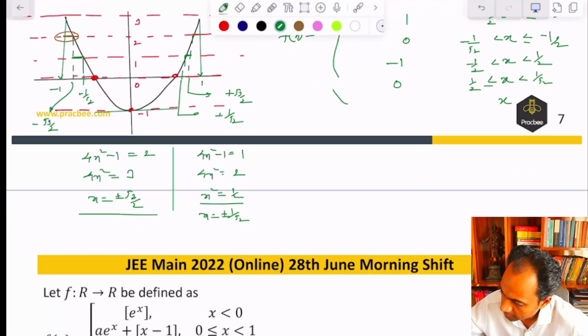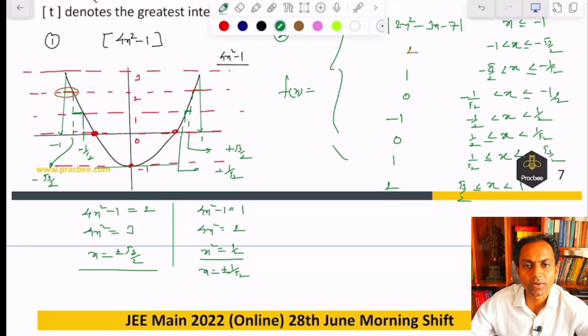And fundamentally, starting at 1 by root 2 to root 3 by 2, this will again become 1. And for values of x between root 3 by 2 and 1, it again becomes 2. You can see that your GIF of x is getting divided into this many parts.